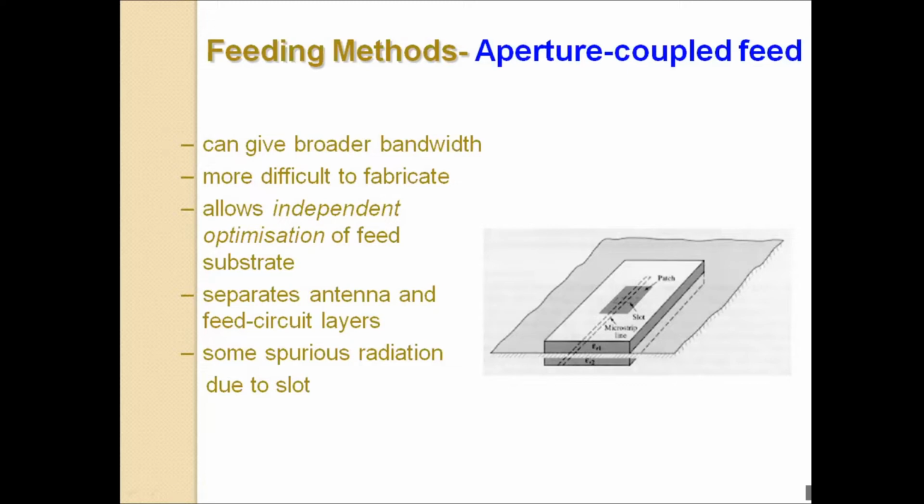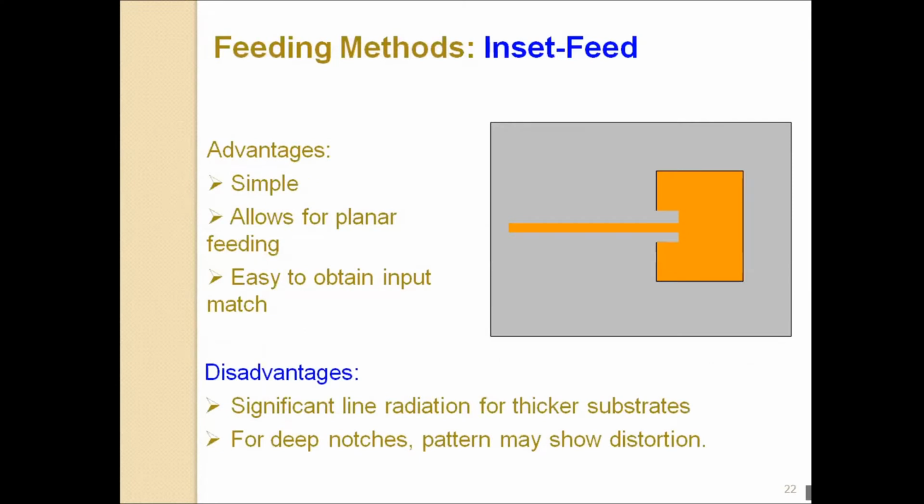Spurious emissions are possible. This is called the inset feed. In the antenna, this same copper is extended outside for the inset feed. This allows for planar feeding. It is actually the more advantageous one, and it is very easy to obtain the input matching.